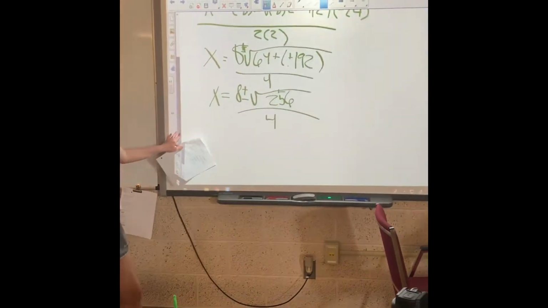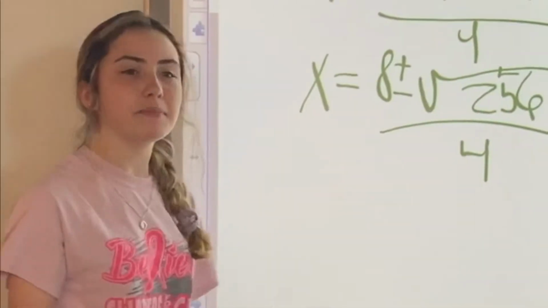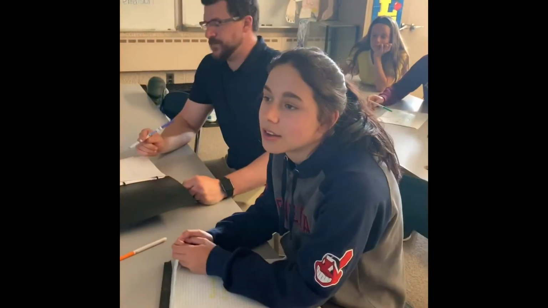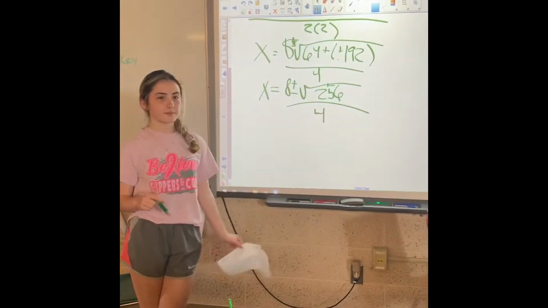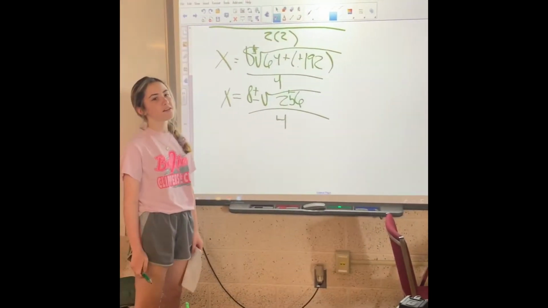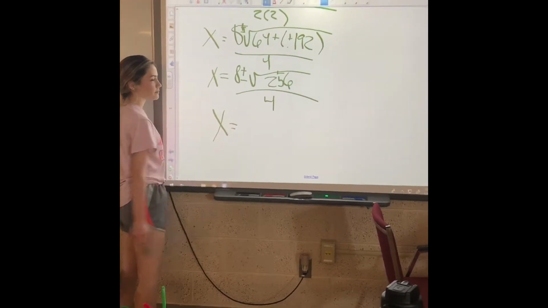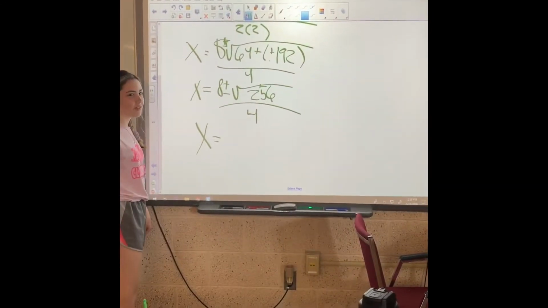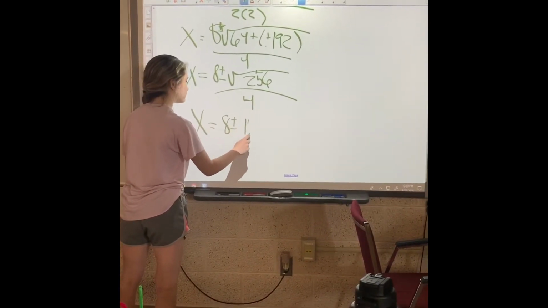So what do we have after that? Tommy. What do I do next? What's the square root of 256? 16. So 8 plus or minus 16 over 4.